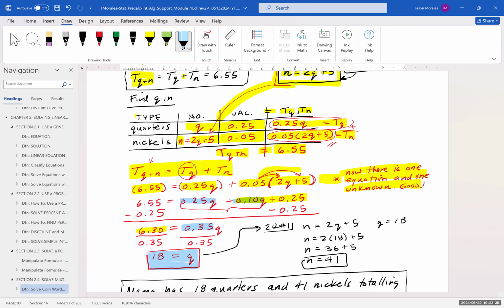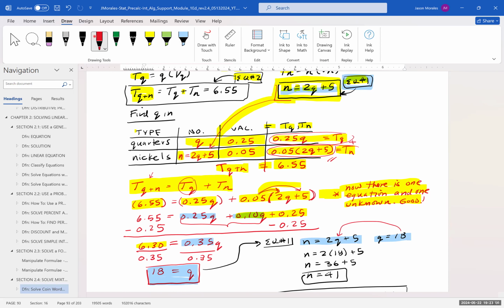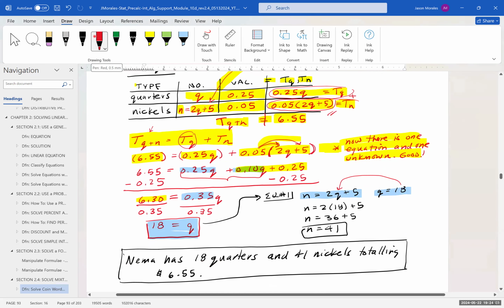So now in order to find the number of nickels, we can come up here and use this equation. The number of nickels is equal to 2Q plus 5, and we just figured out that the number of quarters is 18. So now we can just substitute 18 in for Q and simplify this down, and we get the number of nickels is 41. So Nima has 18 quarters and 41 nickels, totaling $6.55. Let me know if you have any questions.